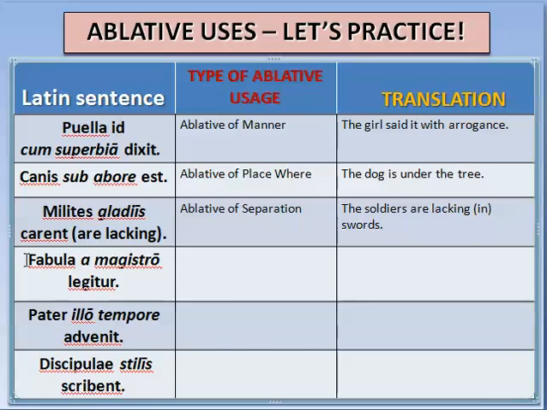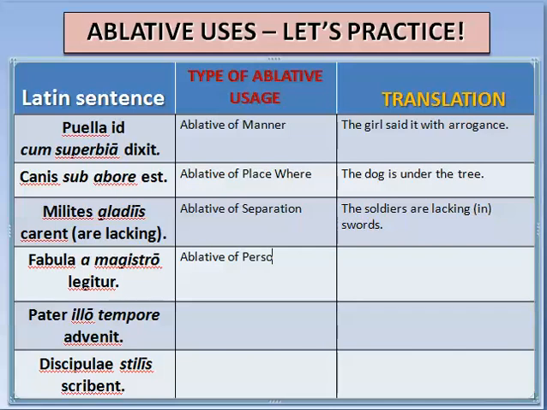Here we have fabula a magistro legitur. That -tur on the end is a passive ending that you haven't learned yet. It's like legit, only legitur. This makes it "the story is read by," and you always need a or ab, that's your preposition here, and it always takes the ablative. The story is read by the teacher. So we have an ablative of personal agent.